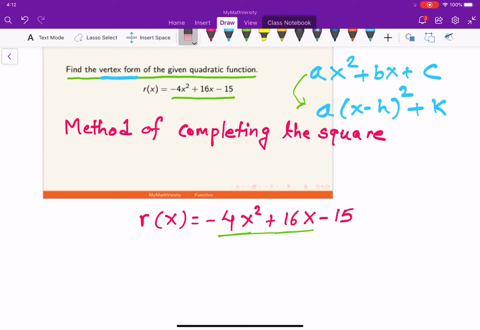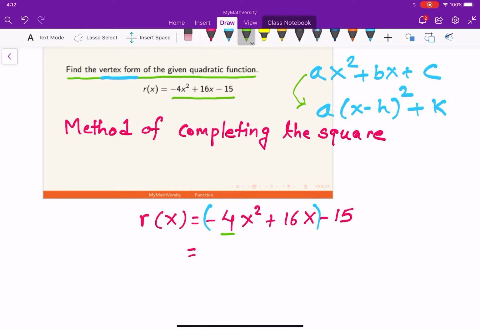So let's group them and write them in a parenthesis. I'm just inserting the parenthesis here to say that I'm making a group of those variable terms. So this is the first step. The second step is we want to make the coefficient of x squared, which in this case is negative 4, equal to just 1.